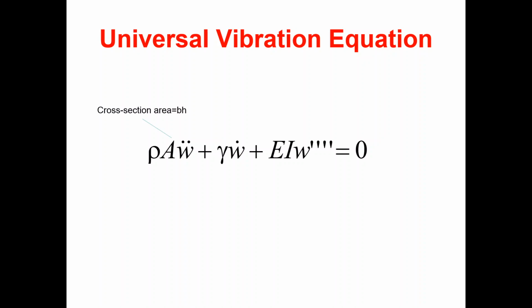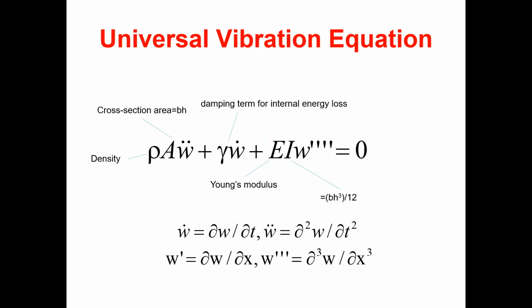So your cross-sectional area, as we have mentioned, can be calculated by B multiplied by H. Your gamma is the damping term for internal energy loss. Rho is the density. Young's modulus is E, and I is your moment of inertia, BH cubed over 12. And as I mentioned, your W dot is the first derivative of displacement with respect to time, W double dot is the second derivative of displacement with respect to time, and the primes are the derivatives of displacement with respect to location, or the distance, displacement in the other direction, essentially. All right.